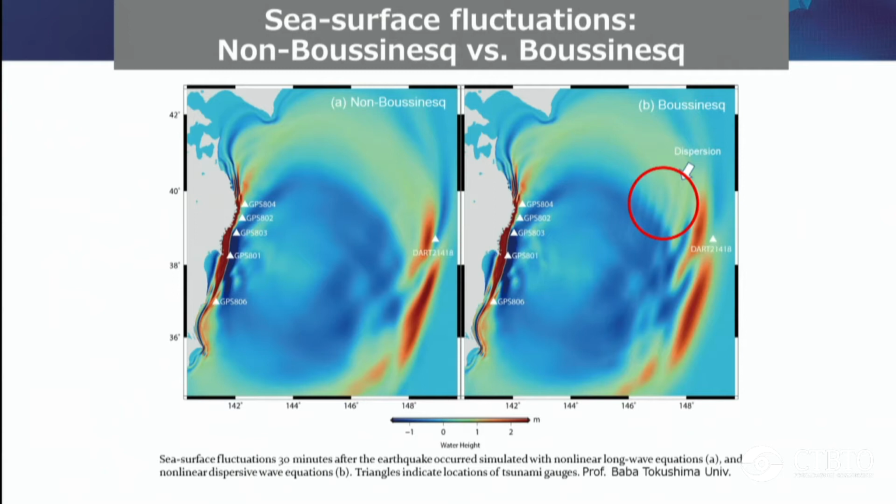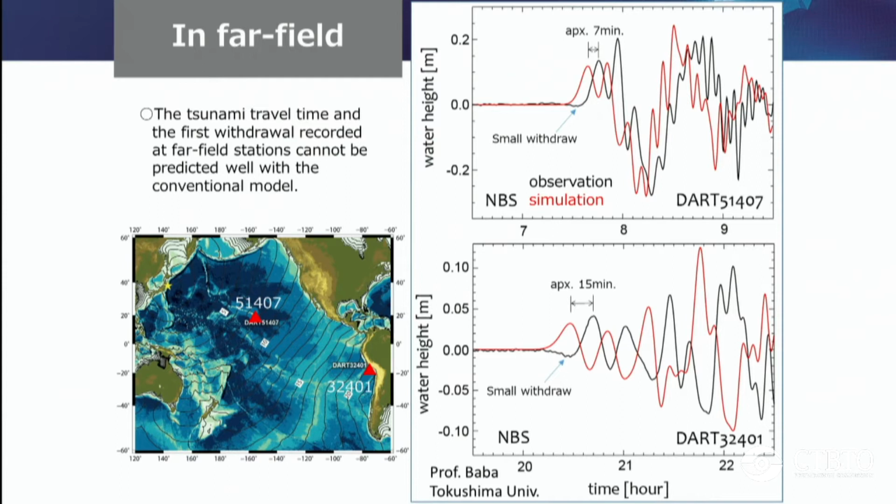This is linear, this is nonlinear, and this was a simulation result. Next slide. I'd like to show you that in far-field tsunamis, generally, the tsunami amplitude and the arrival time are quite different between the observation and the simulation. So this is an example.